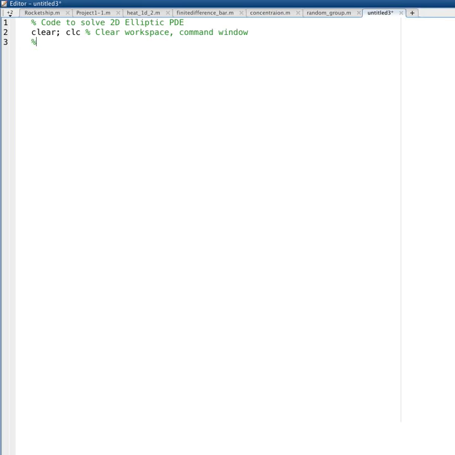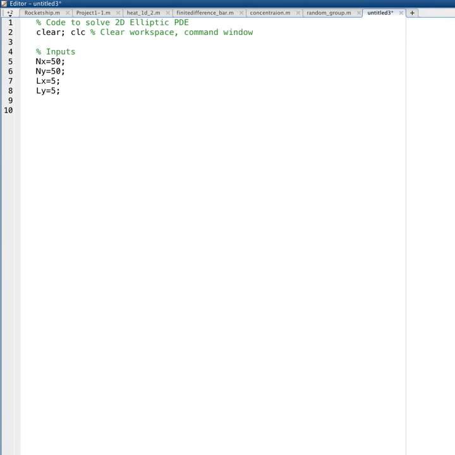Then we're going to initialize things. So let's say inputs. We're going to have nx equal to 50 in this case, so 50 grid points in the x direction, and ny equal to 50 grid points in the y direction. We're going to have a domain size of lx equal to 5, ly equal to 5. And these things you can change as needed.